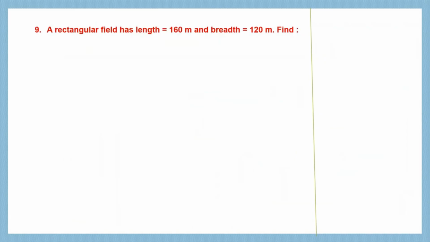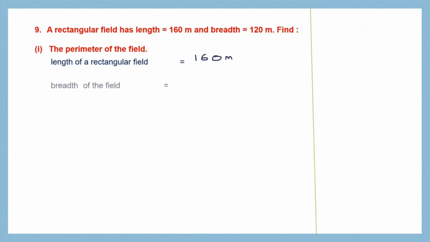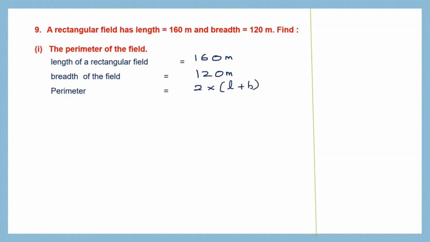Question 9. A rectangular field has length 160 meters and breadth 120 meters. Find, the first thing, the perimeter of the field. So let's begin. The length of a rectangular field is 160 meters. The breadth of the field is 120 meters. Now we have to find the perimeter using the formula 2 into length plus breadth. So that is 2 into 160 meters plus 120 meters.